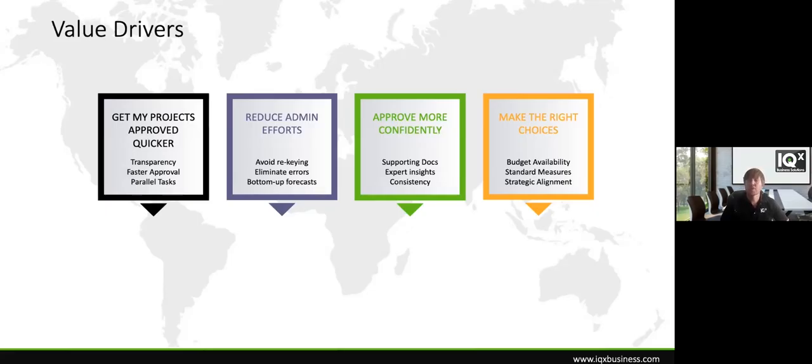We also want to provide confidence. We want to provide the confidence to the approvers by giving them the information they need to be able to see it as a whole and be able to make that decision. So that would be budget amounts, criticality, all those other characteristics. All of these value drivers kind of lead to making the right choice.